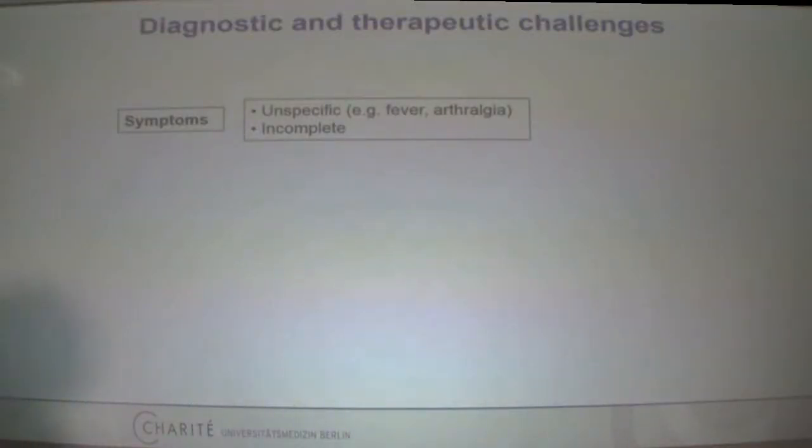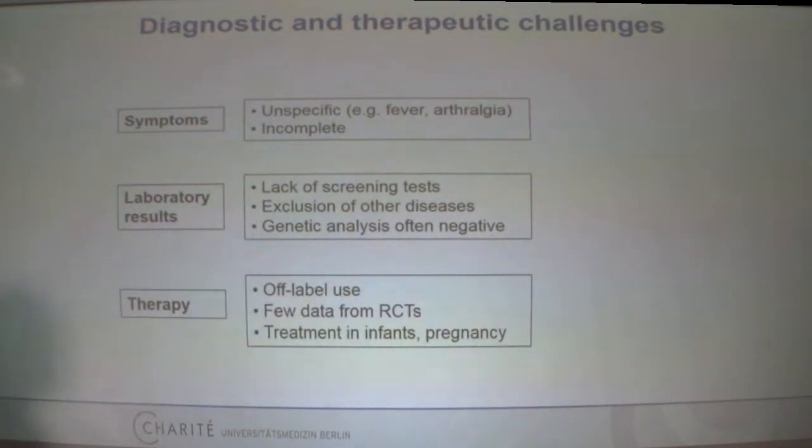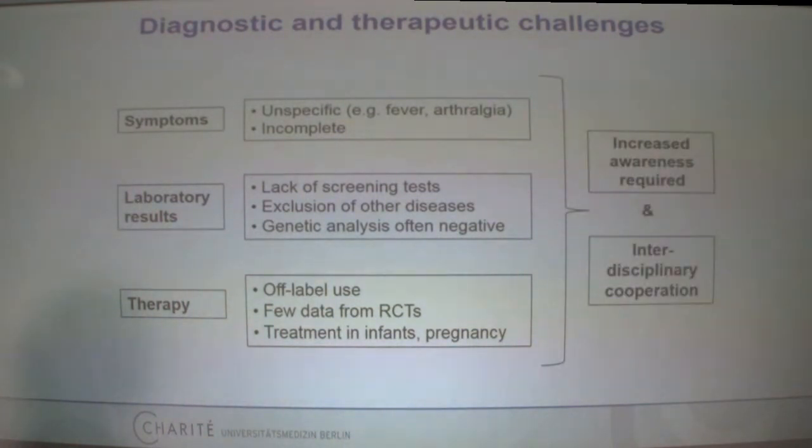There are still some diagnostic and therapeutic challenges regarding symptoms, so a lot of symptoms may be unspecific or also incomplete. We still have problems with laboratory results, so there's still a lack of good screening tests. We often have to exclude a number of other diseases. Genetic analysis may be negative, so there are studies showing that even if there are typical clinical symptoms, up to 40% do not show the respective mutation. And regarding therapy, we still have the situation that for many of these patients we have to use off-label therapies because there's nothing licensed, and few data from randomized controlled trials, and treatment in infants and pregnancy is lacking. So increased awareness is required, and of course interdisciplinary cooperation.